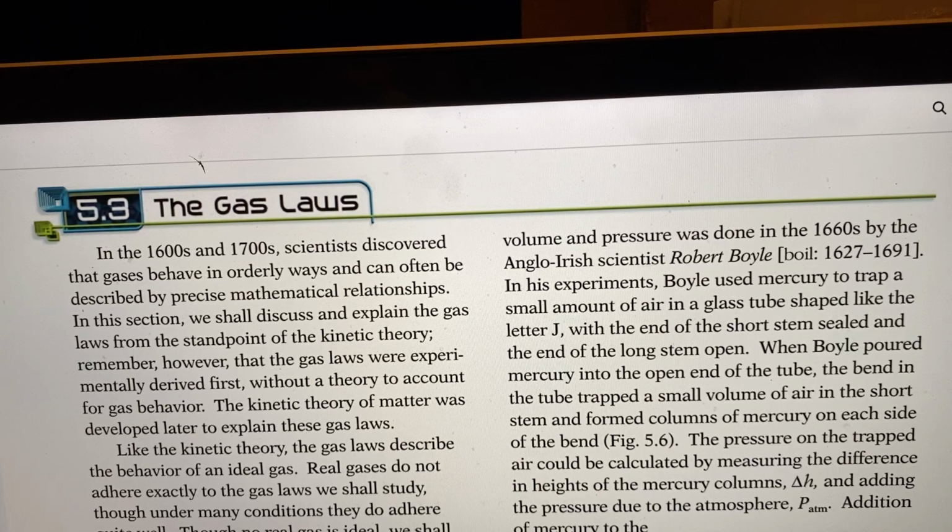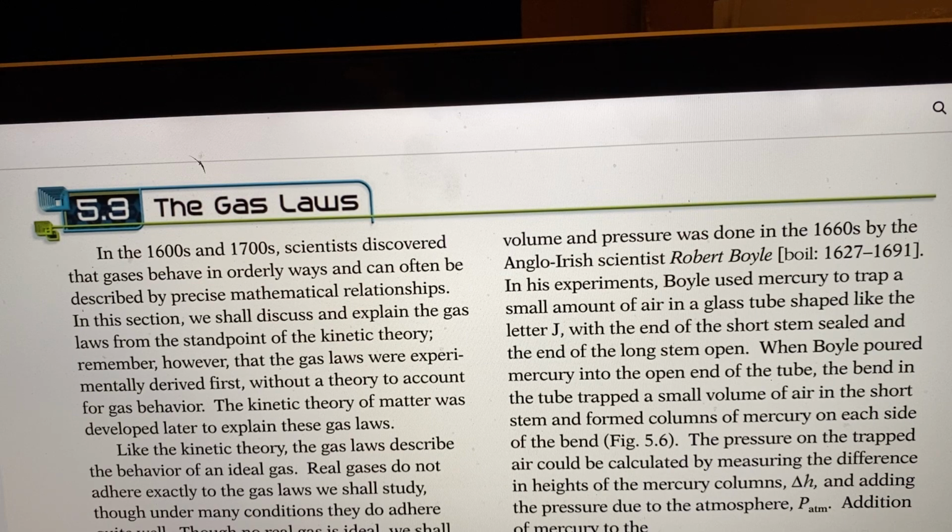So we're in chapter 5, section 3, and we're going to be talking about gas laws. We're going to go over quite a few. I think there's probably at least 5 different laws that have to do with gas and how they came to be. And actually, they're comparing certain variables in gas.